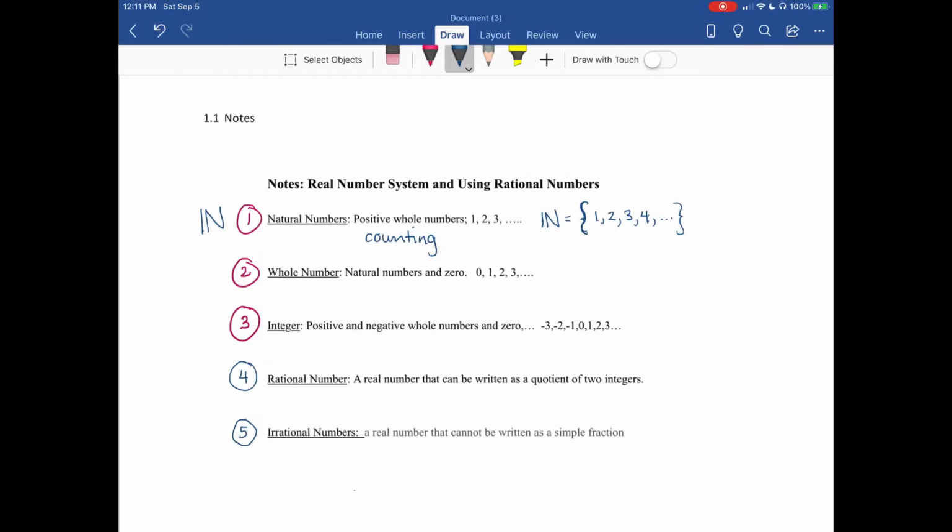Then we branch out a little bit to the whole number set. And the whole number set, there's only one thing that makes it different from our natural number, and that is the 0. So the whole numbers start at 0, so it includes 0, and then all of these other positive integers, 1, 2, 3, 4, 5, 6, 7, dot, dot, dot, implies it goes on infinitely in that direction.